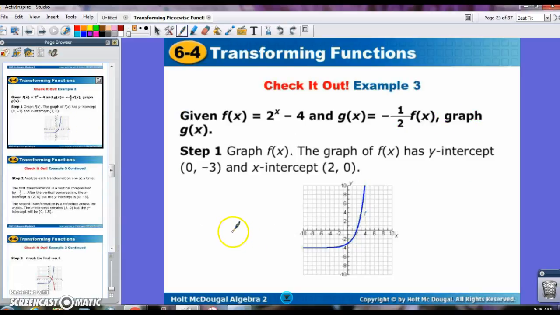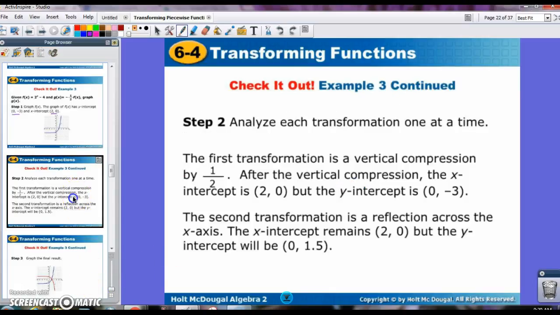Here's another example. So a couple of things that are going on here. We have this exponential function 2 to the x minus 4. So that's our blue graph right here. We are doing this transformation to it. There's 2 things here. We're doing a vertical compression of 1/2, and then that negative means we're doing a reflection. So find your 2 intercepts first. My intercepts are 0, -3, and 2, 0. Then go ahead and do the transformations.